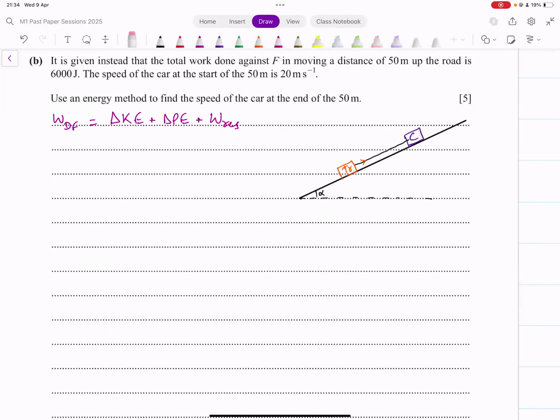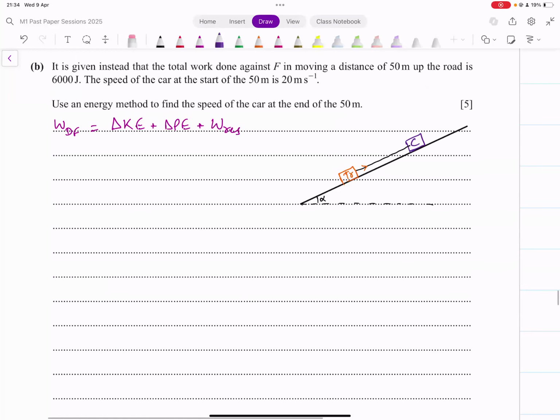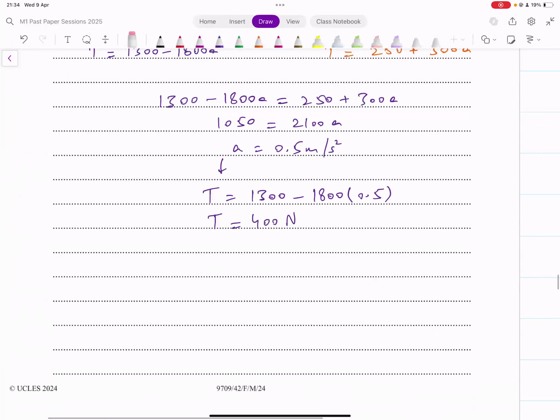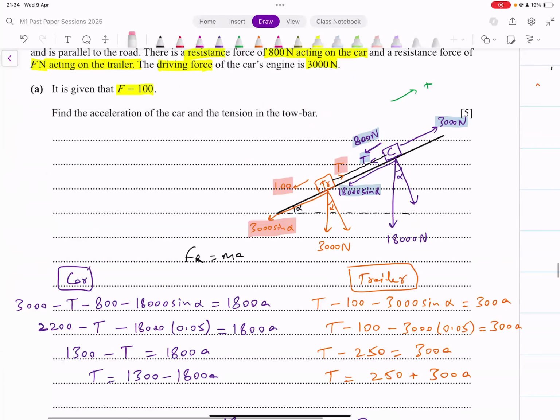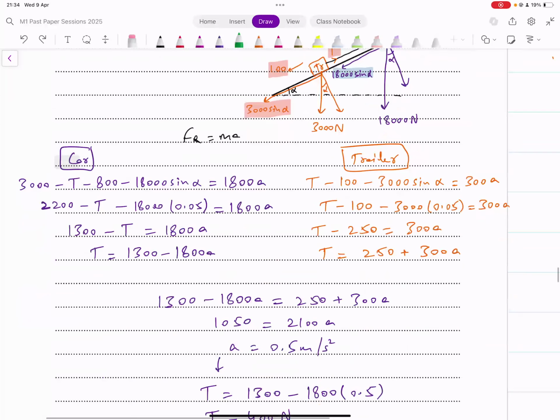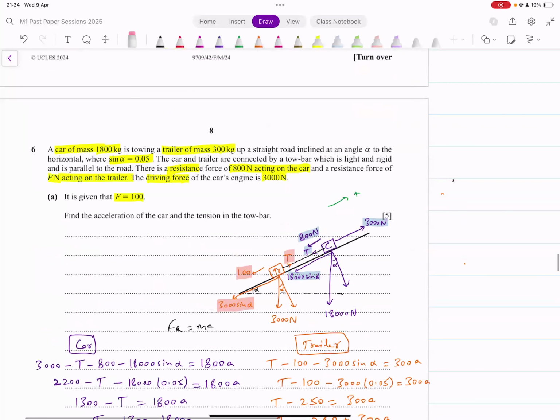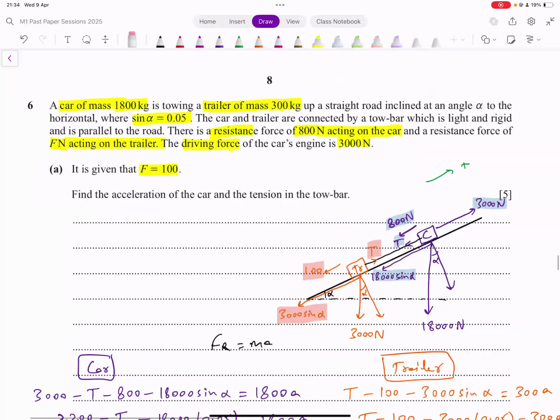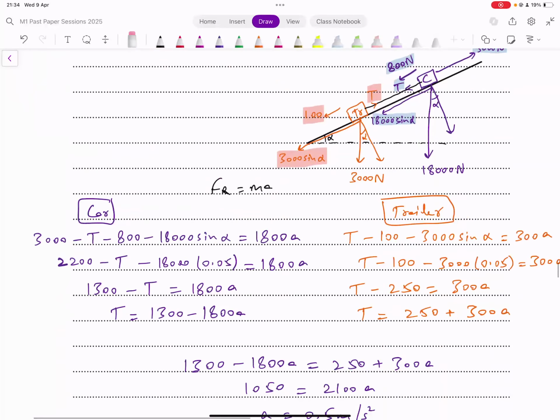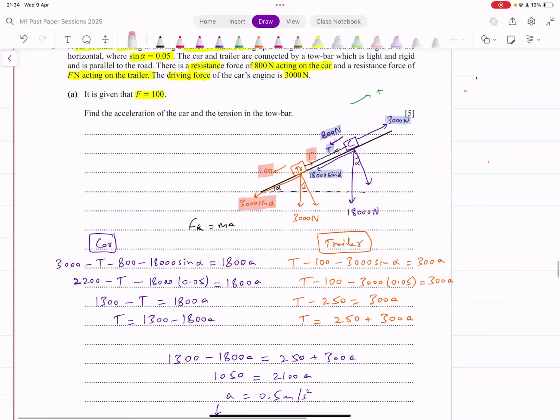Okay, so this is what the situation looks like. It's given "instead." Now, that basically tells you there was some information given in the first part that's no longer relevant. In the first part, it said that F is equal to 100. So now F is not equal to 100. That also means that acceleration and tension are not the same. Sorry about that. You cannot use the values of acceleration and tension because they were based on F being 100. Now that this value is not 100, nothing in the first part is relevant anymore. Only the information given in the question itself is valid.